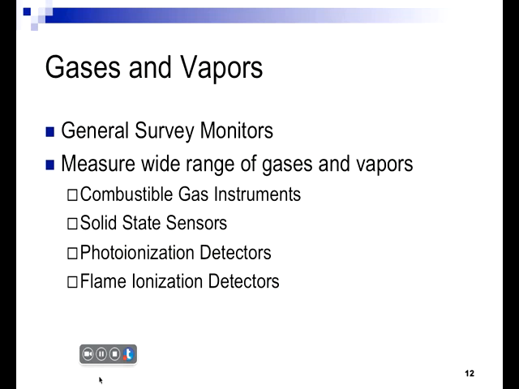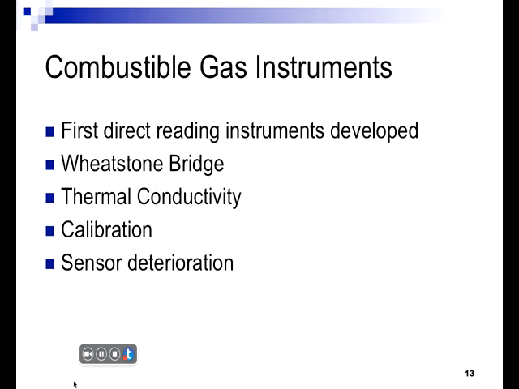Okay, now there's other types of instruments that can measure more than one. They can measure a wide range of gases and vapors, and these include those that I talked about earlier: the combustible gas instruments, solid-state sensors, photoionization detectors, and flame ionization detectors.